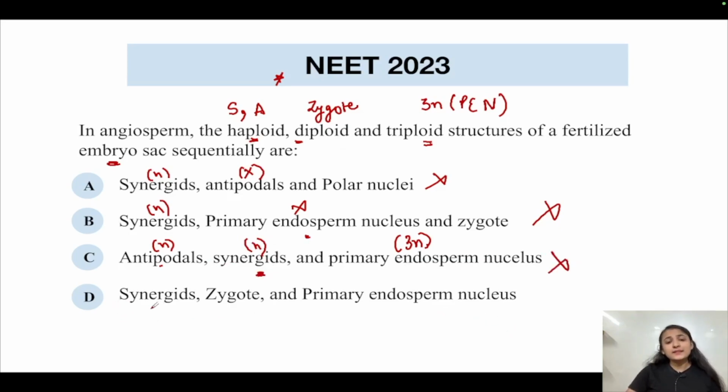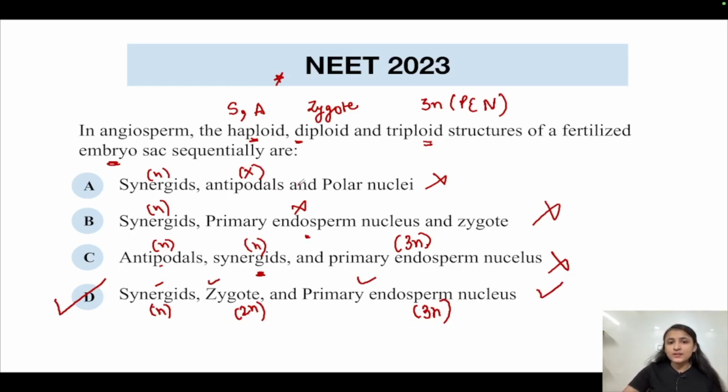Option number D is saying synergids. Yes, it is haploid. Zygote should be diploid. Yes, zygote is diploid. Primary endosperm nucleus should be a triploid structure. So yes, primary endosperm nucleus is a triploid structure. So yes, this is fulfilling all the requirements of the question: haploid structure, diploid structure and triploid structure. So this option is the correct answer. The rest of the three options are incorrect.